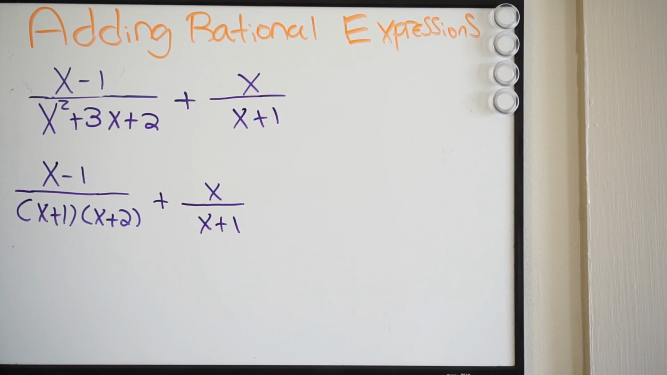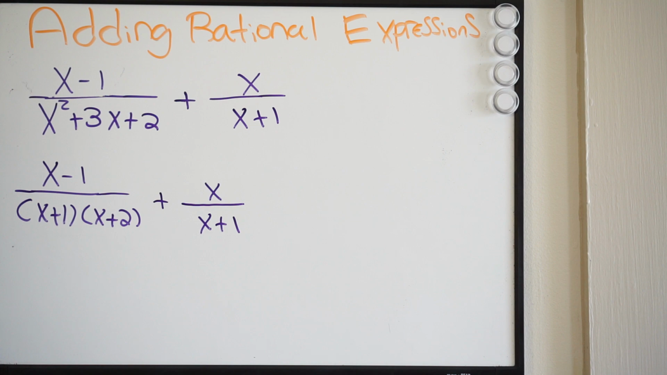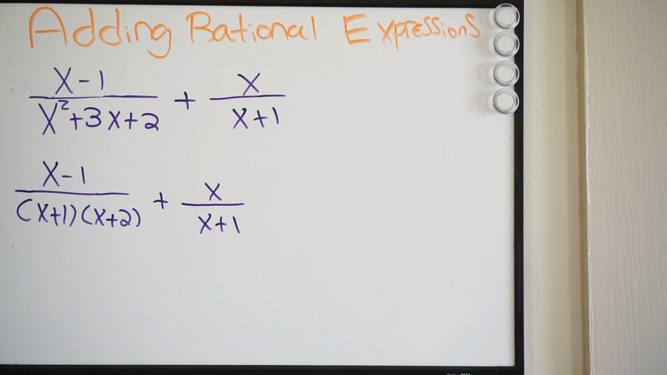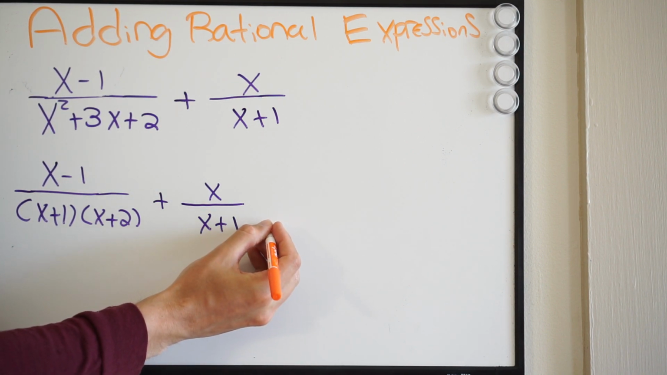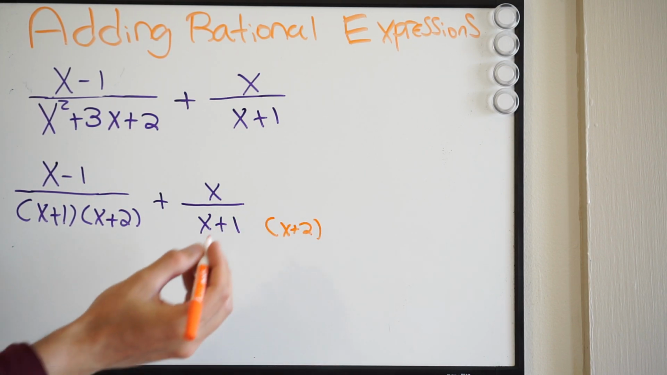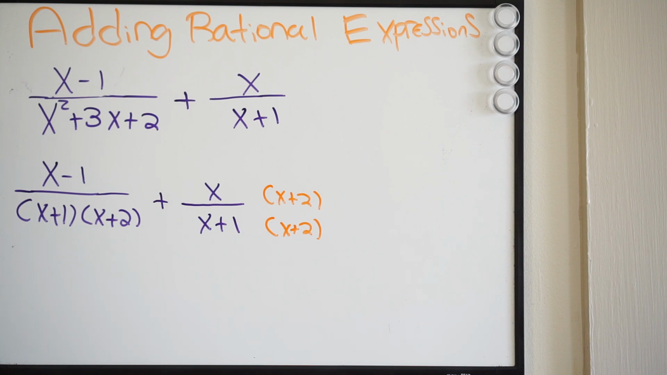Alright, and if you got it, good job. You're going to multiply this second rational expression by x plus 2. If I multiply the bottom by x plus 2, I have to do it to both the top and the bottom. We multiply both the bottom and the top so that it stays balanced. If we just multiplied the bottom, it would no longer be equivalent. So in order to keep its equivalency, we have to do it to both the top and the bottom. Okay, that's important.